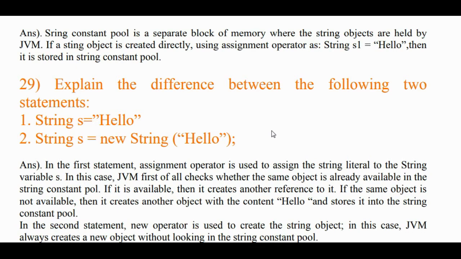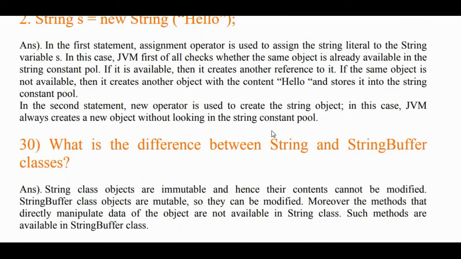In this case, JVM first of all checks whether the same object is already available in the string constant pool. If it is available, then it creates another reference to it. If the same object is not available, then it creates another object with the content hello and stores it into the string constant pool. In the second statement, new operator is used to create the string object. In this case, JVM always creates a new object without looking in the string constant pool.